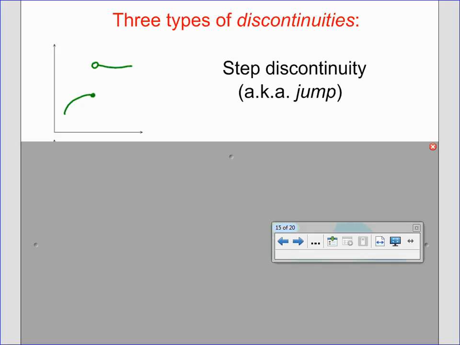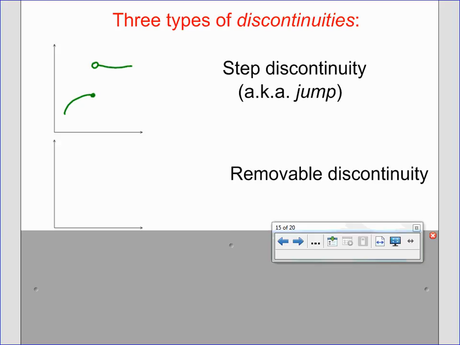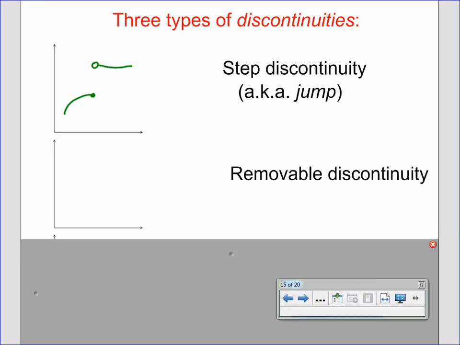It doesn't matter if this was an open circle and this was a closed circle, there'd still be a step discontinuity there. That's the difference between a step discontinuity, a non-removable discontinuity, and a removable discontinuity. I could fix the problem if I were to simply redefine the function at a single point. I could in effect plug the hole, plug the open circle.